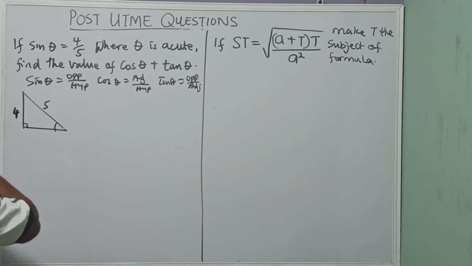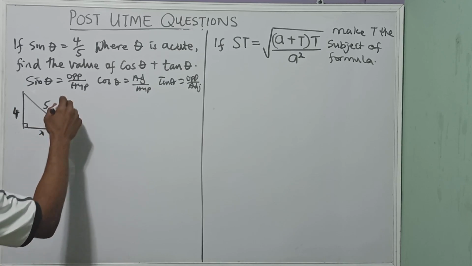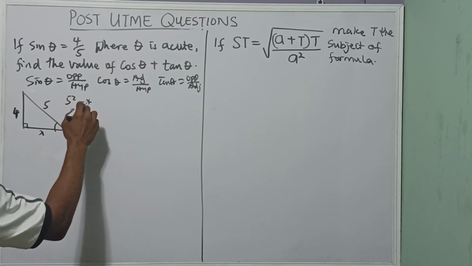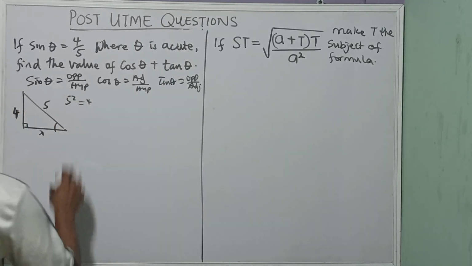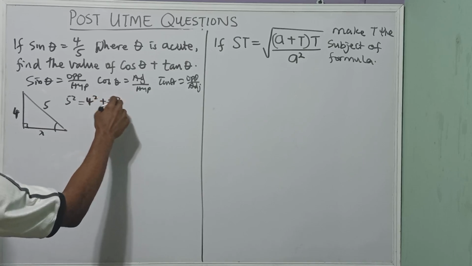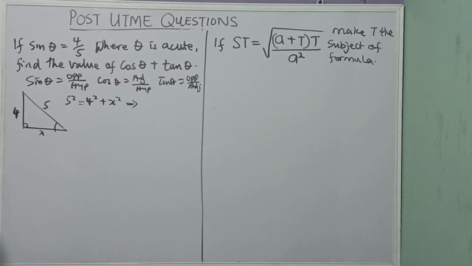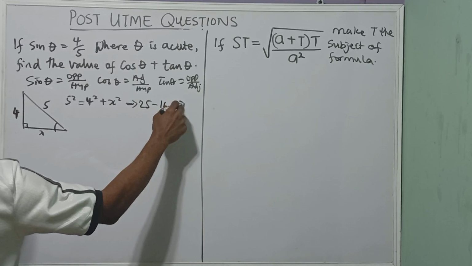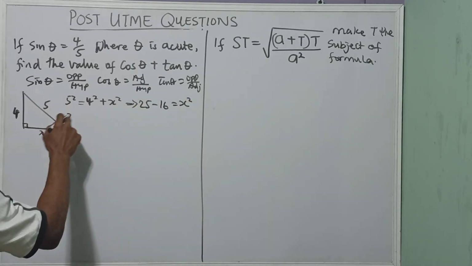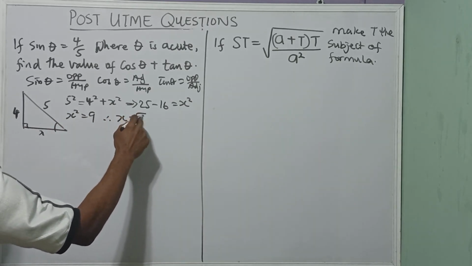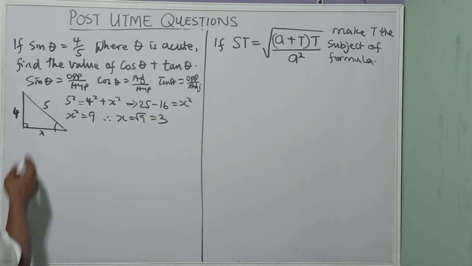So finding our adjacent x, 5 is our hypotenuse. Using Pythagoras theorem, 5 squared equals 4 squared plus x squared, which gives us 25 minus 16 equals x squared. So x squared equals 9. So therefore, our x will be root of 9, which gives us 3. That means our adjacent would be 3 centimeters.